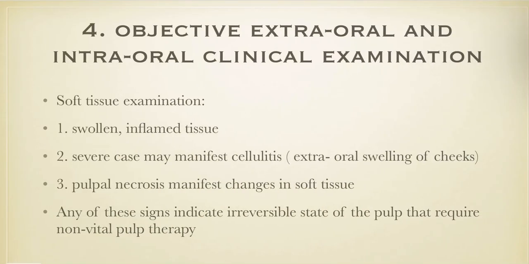Fourth, we have the extraoral and intraoral clinical examination. We do the soft tissue examination. Sometimes the child has swollen, inflamed tissue. Severe cases may manifest cellulitis, which is an extraoral swelling of the cheeks. Pulpal necrosis manifests changes in soft tissues, and any of these signs indicate an irreversible state of the pulp that requires non-vital pulp therapy.